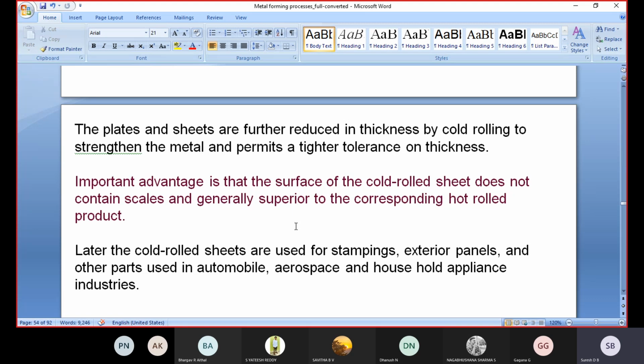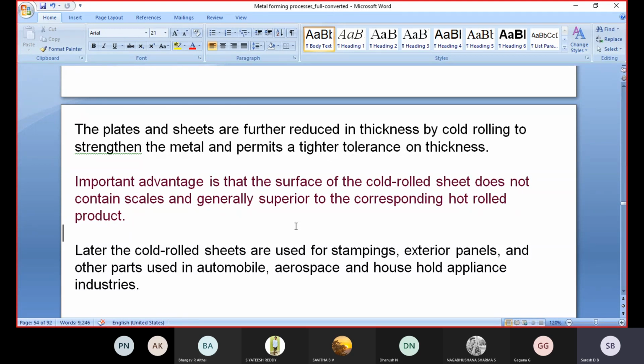Because of atmospheric temperature, the material is rolled in between two rollers. There is no scale formation in cold working process because the raw material corrodes at atmospheric temperature only. The process or operation is performed as a cold operation only. Due to cold operation, there is no scale formation in any material, but in hot working process the scale formation is present.